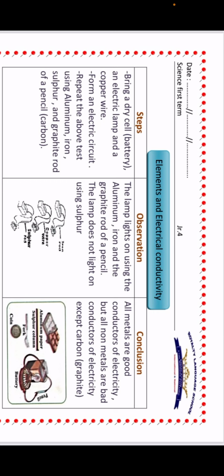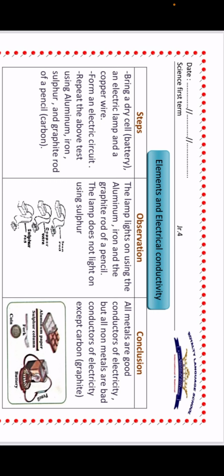But when I replace sulfur by carbon, the lamp lights. But carbon is a non-metal. How come? All non-metals are bad conductors of electricity. How did it light? Except one non-metal, except one. Carbon is a good conductor for electricity.